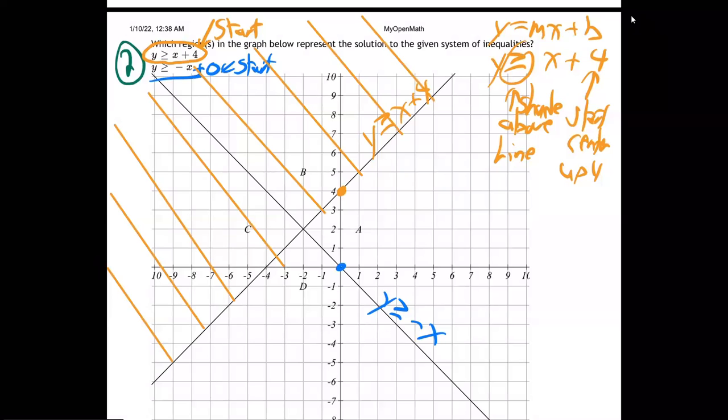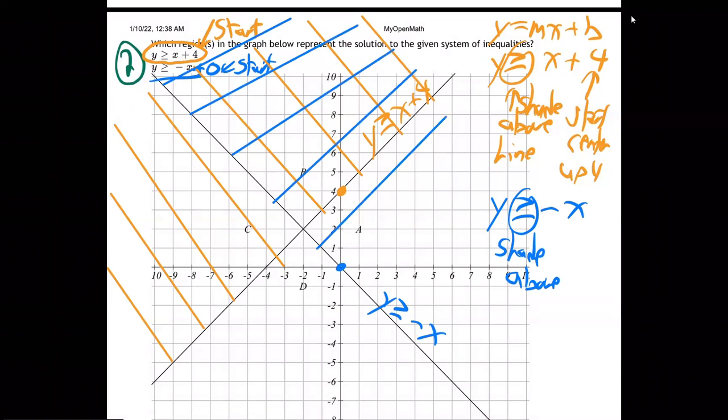Now for the blue line, what does it say for that one? I'll put it over here: y greater than or equal to negative x. Again, that's shade above, because it says greater. So we're going to shade above the blue line also. So I'm shading everywhere above the blue line.